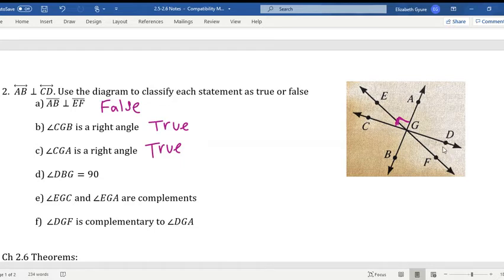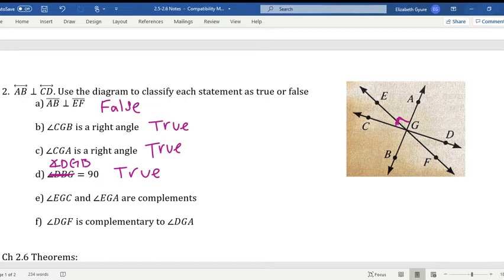Angle DGB. This should say angle. Here, fix this real quick. Angle DGB is 90 degrees. Is that true or false? True. That is absolutely true because we have perpendicular lines. Perpendicular lines make right angles, which are 90 degrees. Good.